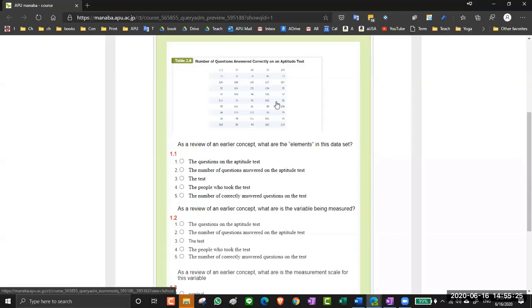The elements are the people, and then we're measuring, in this case, a particular attribute of each person. What attribute are we measuring of each person? Another word for attribute is variable, but the word attribute is more natural. So what attribute are we measuring for each element, for each individual, for each person? How many answers they got correct? Right, the number of correct answers.